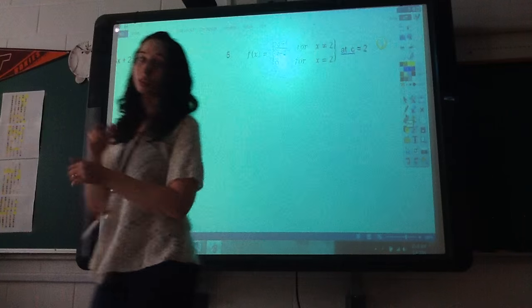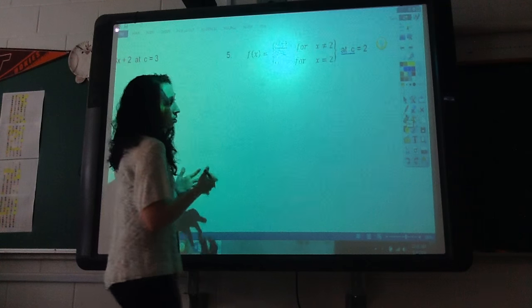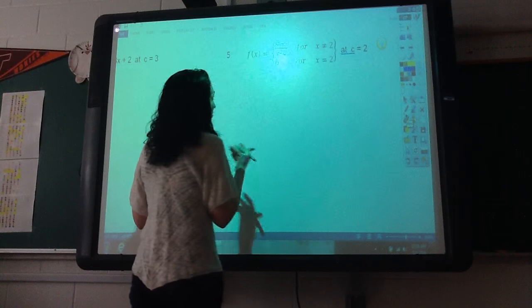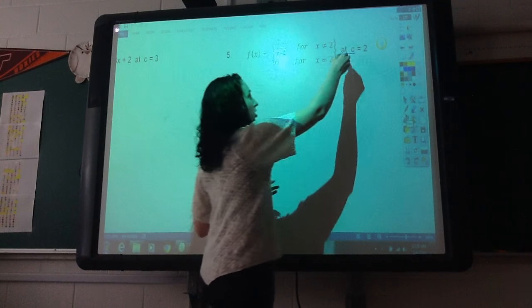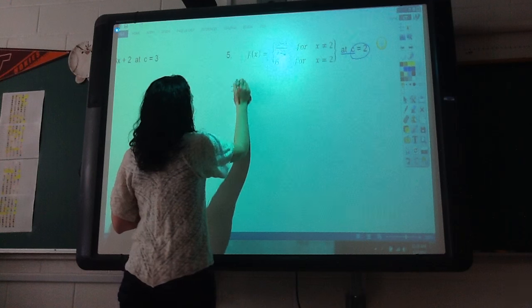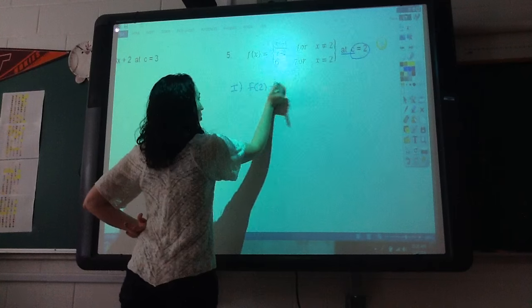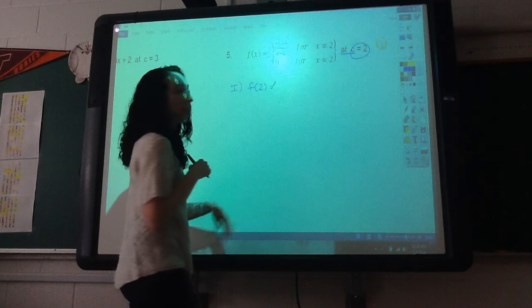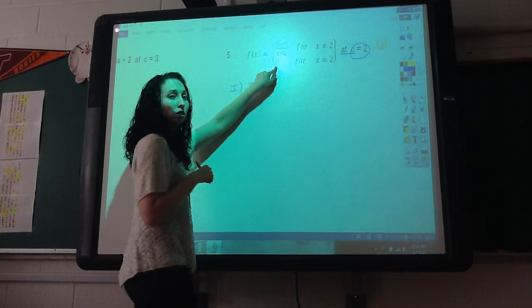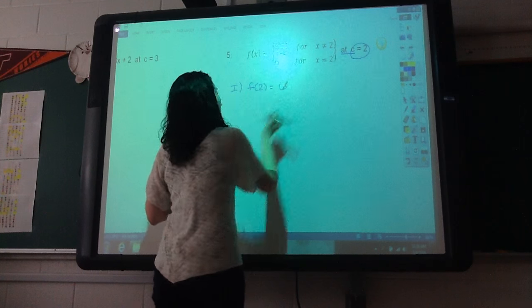All right, so at this point you should have tried number 5 on your own, and then come back to talk to me about it. The first thing you're going to do is realize that they have given you a c value. You're looking at where c is 2. So for part 1, I want the function value at 2. Well, where is my equal to? My equal to is right here. This x is equal to 2, so when x is 2, the function value is 6.